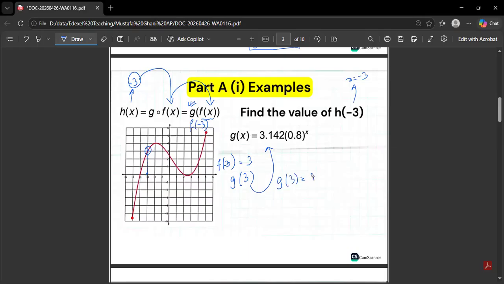Now, are you getting this? Are these questions easy or not? Okay, now use the calculator and find out the value.